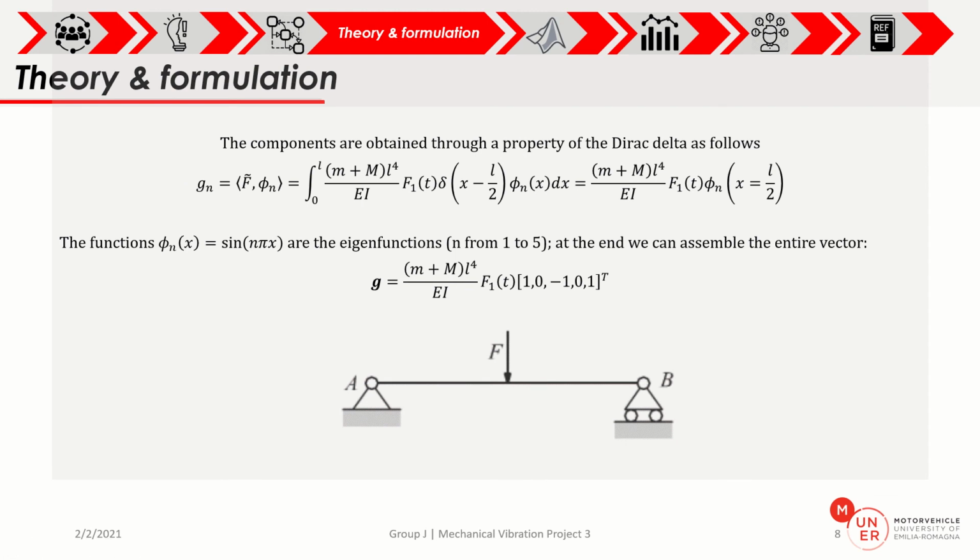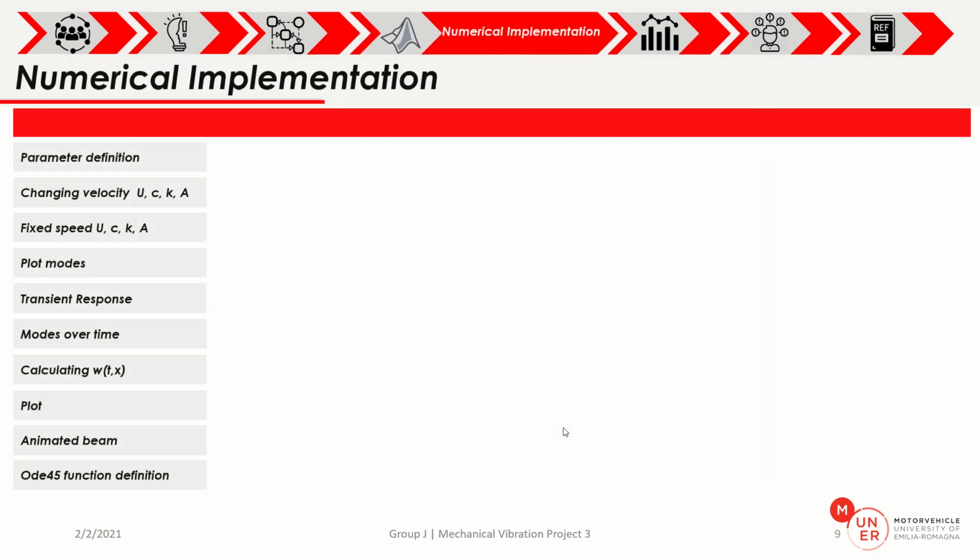The components are obtained through a property of the Dirac delta as follows, where phi of n represents the 5 eigenfunctions, so at the end we can assemble the entire vector G in that way. This is a representation of the system. The next slides will refer to the numerical implementation of the model in Matlab.